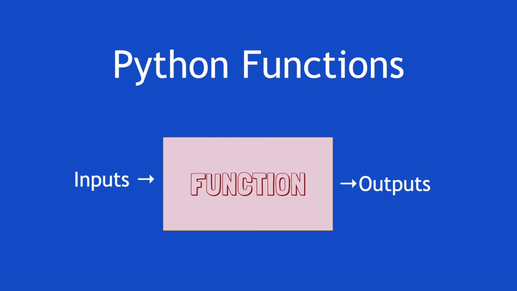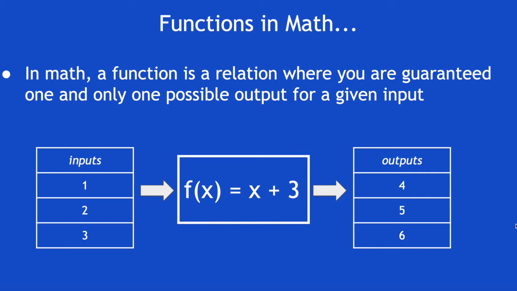In this video, we're going to talk about Python functions. First, let's just review what we know about functions in math. So in math, you have a function if you have a relation, which is a thing that has inputs and has outputs, where you're guaranteed one and only one possible output for a given input.